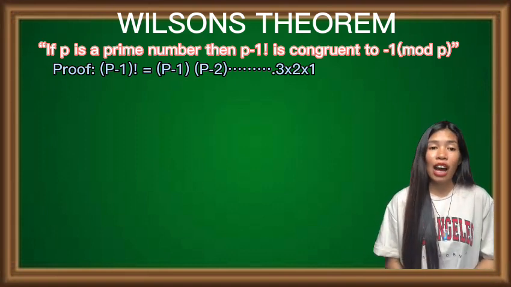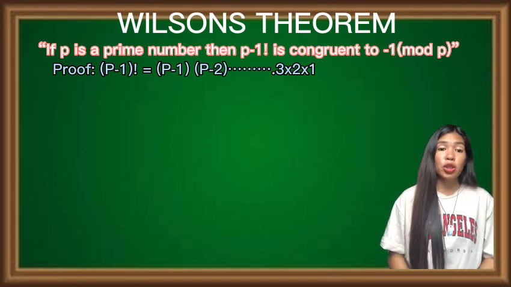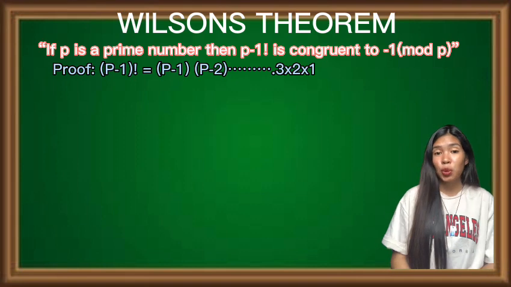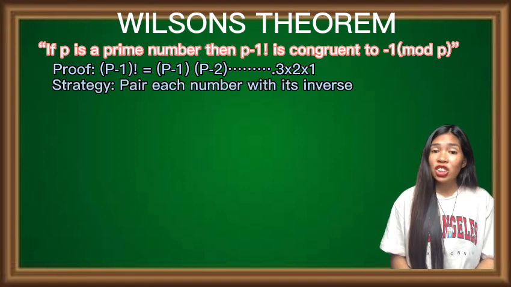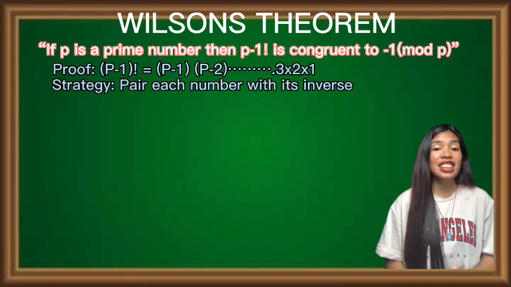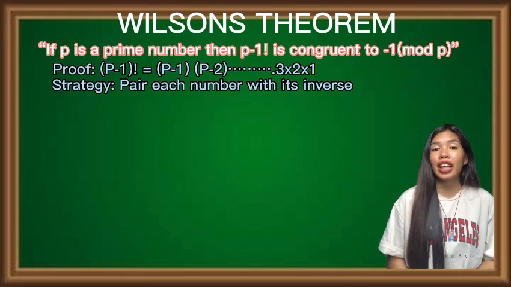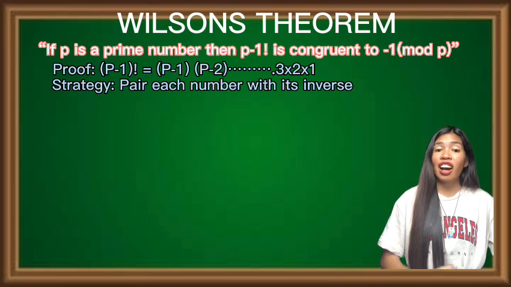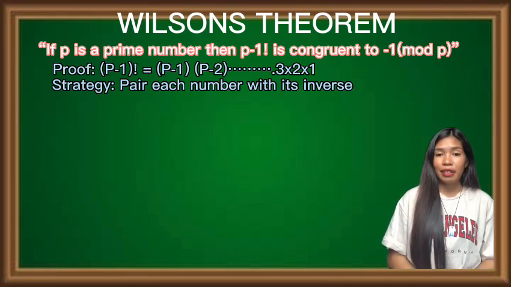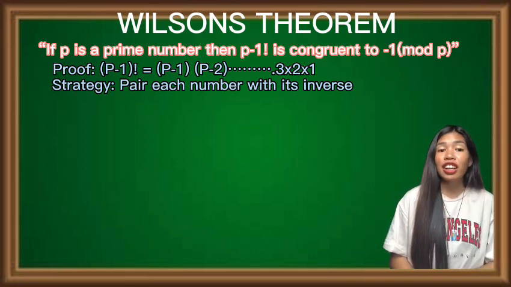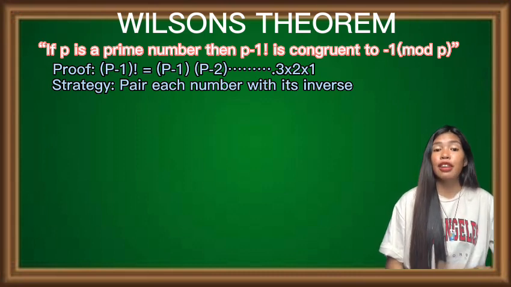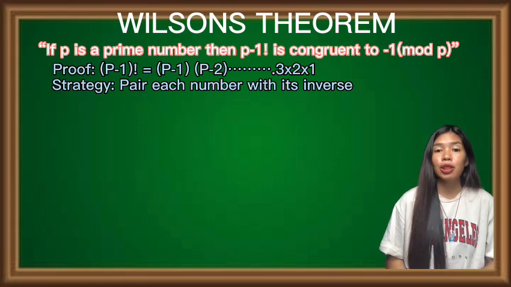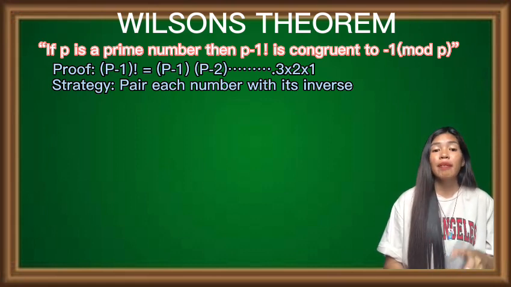If we write it out in full, it's P minus 1 times P minus 2 on and on times 3 times 2 times 1. The strategy is to pair each number with its inverse, because we're working mod P. The integers mod P form a field, which means other than 0, you can't divide by 0. So every non-zero number mod P has an inverse, so we should conceivably be able to pair every number with its inverse.